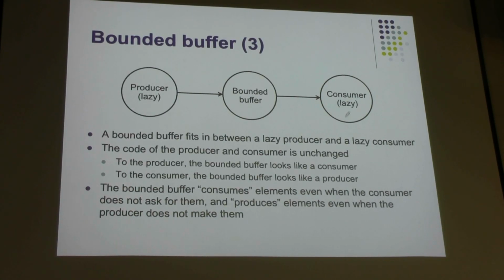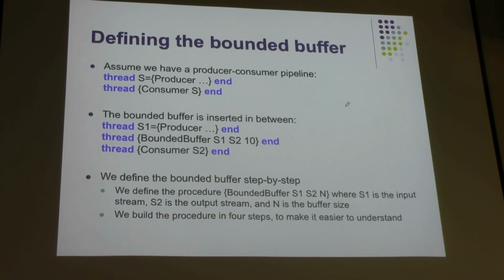So even if the consumer does not ask for elements, the bounded buffer will ask for elements from the producer. It will consume elements, even when the consumer does not ask for them. But it doesn't actually consume them, it just stores them up. It asks the producer, which means it forces the producer to compute them. And then they will be stored here, and when the consumer needs elements, the bounded buffer will produce them, even if the producer is not ready to produce new elements, okay? We're going to write the code for this.